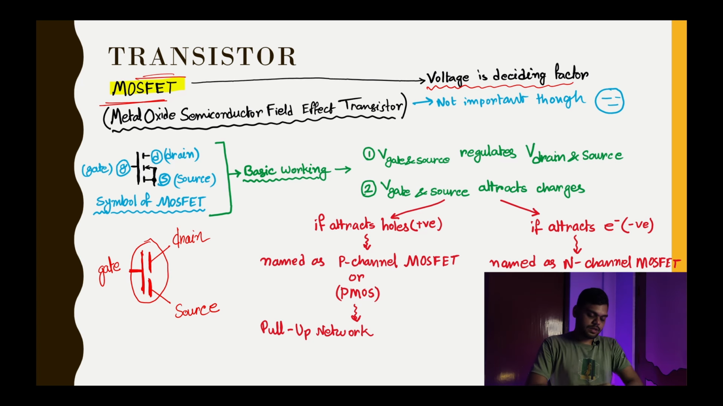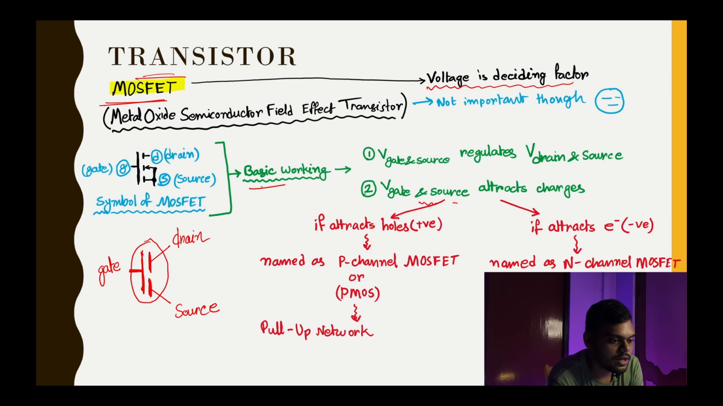Let me repeat it. If we have a little bit of voltage difference between the gate and the source, you can say the base and emitter, you will have a larger voltage difference developed between the drain and the source. You get it? Okay. We will be discussing it further as well.